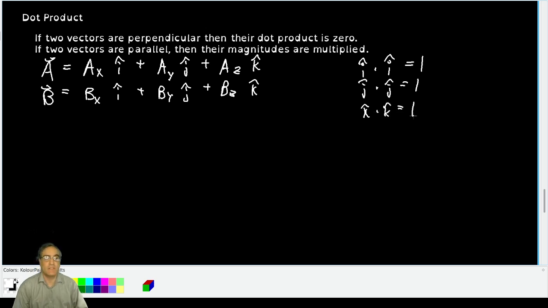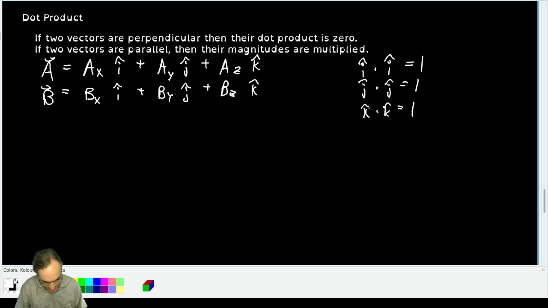How do we know that? The second rule. These are unit vectors. They have a length of 1 and they point in particular directions. I hat with I hat, they're the same way. J hat with J hat, they're the same way. K hat with K hat, they're the same way. So we get a magnitude of 1 because 1 times 1 is 1.